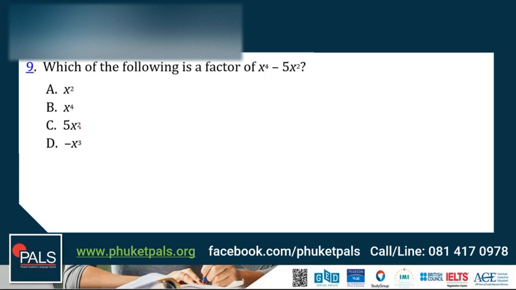Number 9. Which of the following is a factor of x to the 4th power minus 5x squared? So x to the 4th power minus 5x squared. Now the only common factor in these two terms is x, a variable. The common factor of the same variable is the least exponent. So the least exponent is x squared. So the answer is letter A.